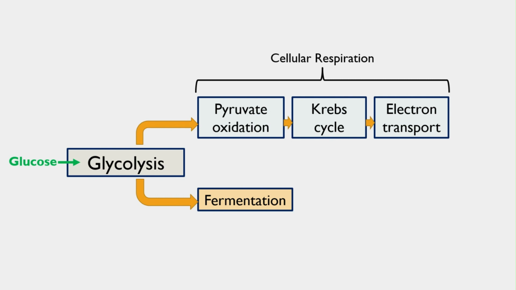Pyruvate can then enter one of the two pathways, cellular respiration or fermentation. The choice between cellular respiration and fermentation is determined by the oxygen requirements of the organism and the availability of oxygen, as cellular respiration requires oxygen while fermentation does not.